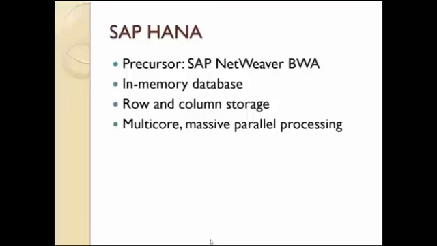Okay, in a traditional database you have tables, for instance, and you have records which are represented as rows. So when you talk about a million-record database, basically you're talking about a million rows of data. But SAP HANA has both row and column storage capabilities, and it also takes advantage of a multi-core massive parallel processing architecture.